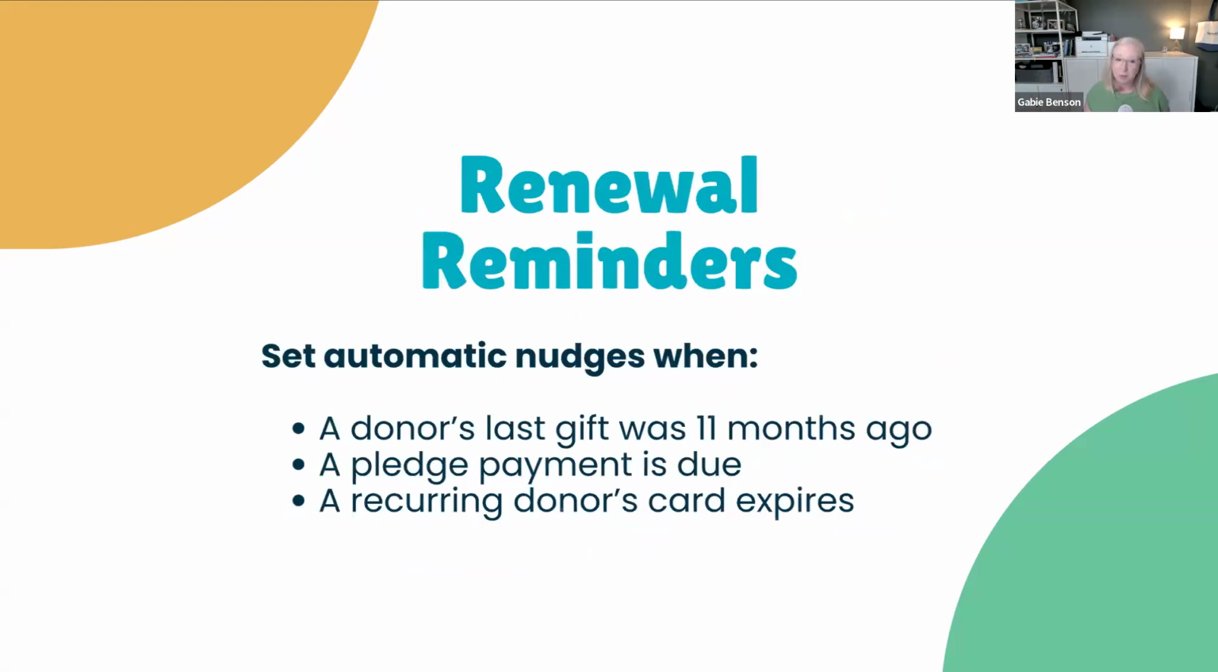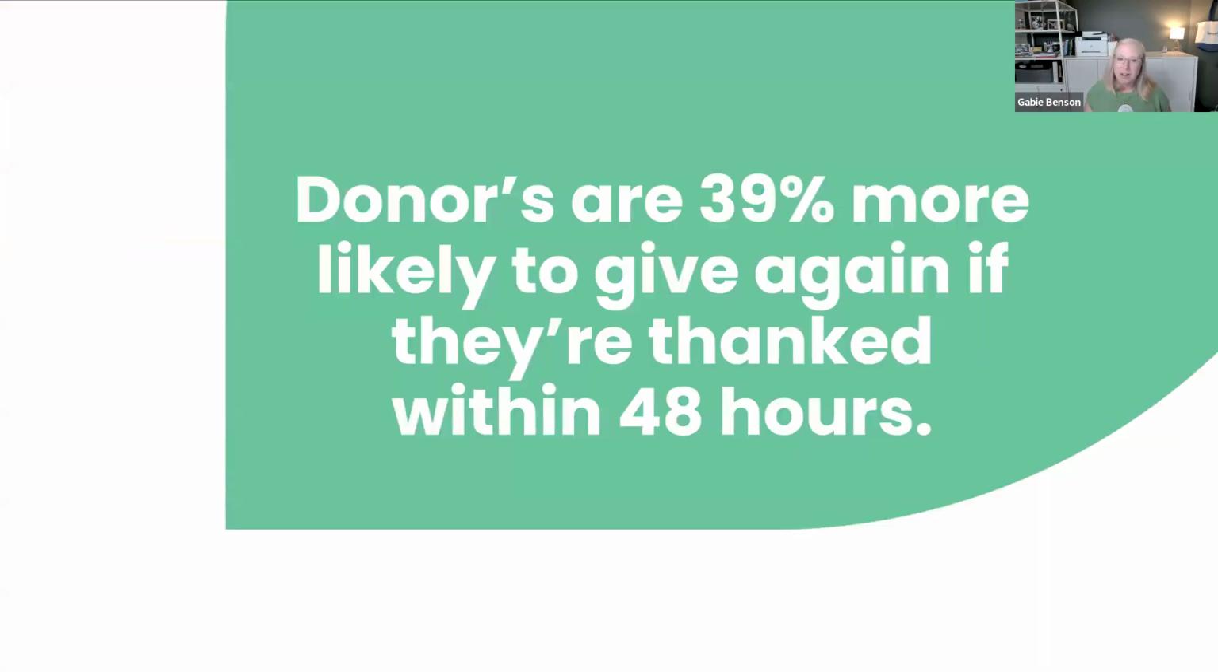And the last one is explore renewal reminders. You could set up automated nudges when a donor's last gift was 11 months ago and they're about to lapse, or a pledge payment is coming due, or a recurring donor's credit card has expired. All of those automations will help you stay on top of your stewardship, but also the fundraising revenue coming into your organization. Donors are 39% more likely to give again if they're thanked within 48 hours.